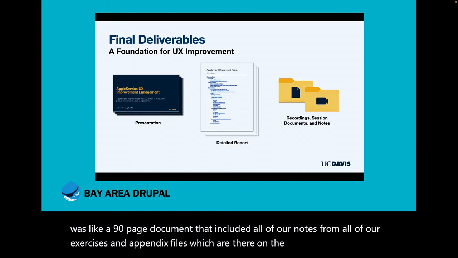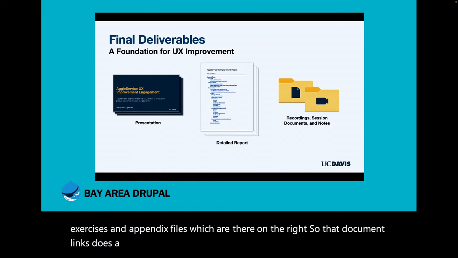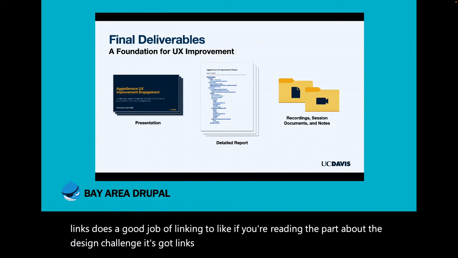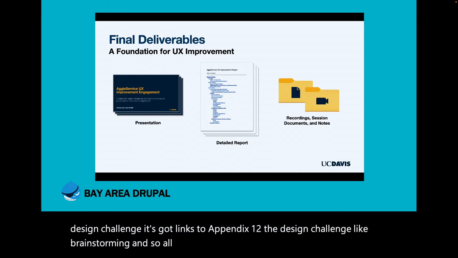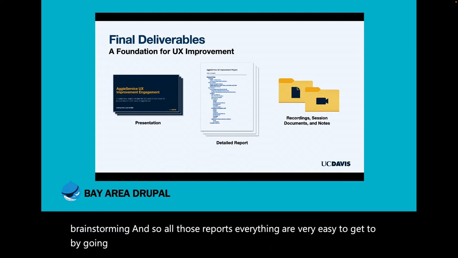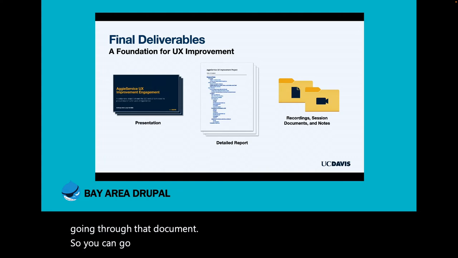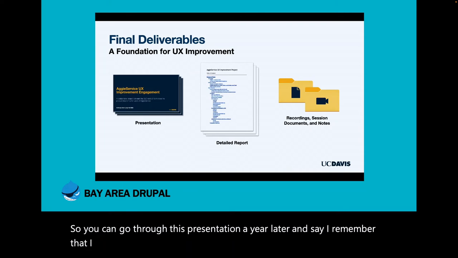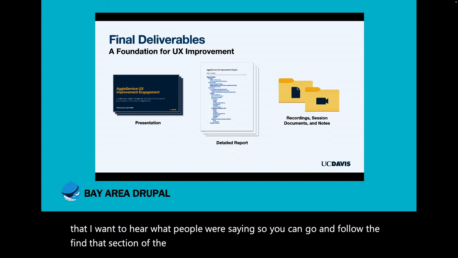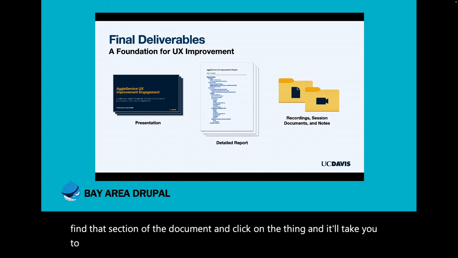So that document does a good job of linking: if you're reading the part about the design challenge, it's got links to appendix 1.2, the design challenge brainstorming. And so all those reports are there, very easy to get to by going through that document. You can go through this presentation a year later and say, I remember that, I want to hear what people were saying. So you can go and find that section of the document and click on the thing, and it'll take you to the archive, and you can find all your data there.